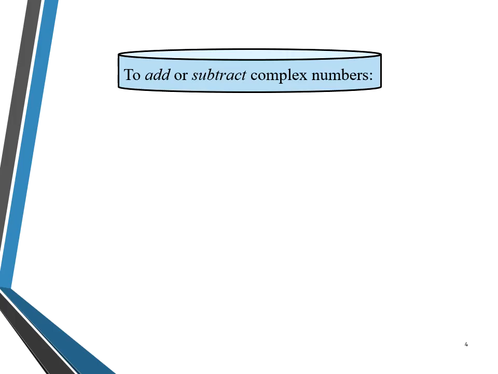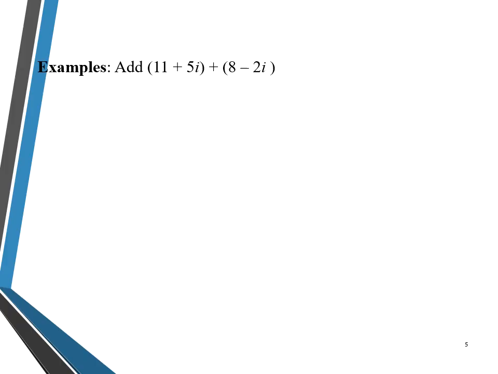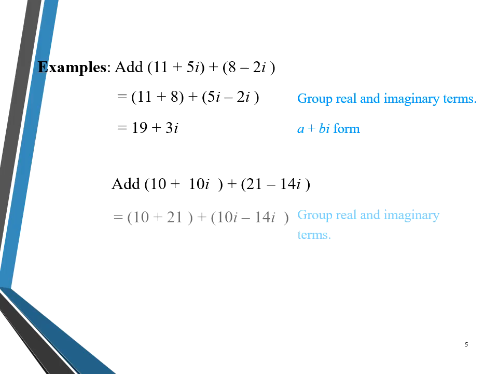Now, to add and subtract complex numbers, we add the real parts and we add the imaginary parts. Similarly, when it comes to subtraction, we combine like terms. So we're adding two complex numbers. First of all, we're going to group the real and imaginary terms. So 11 plus 8, that's 19, and 5i minus 2i, that's 3i, and we're going to write them in complex form. Another example: we group the real and imaginary terms, and we write the answer in complex form.